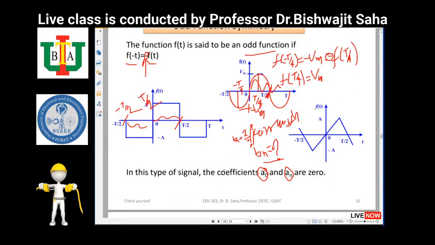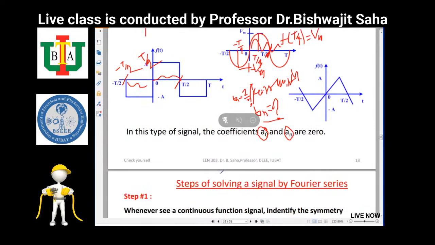Any confusion? No, sir. Any more questions to understand the odd function symmetry or even function symmetry? No, sir. We can understand. All right. Okay, thank you.